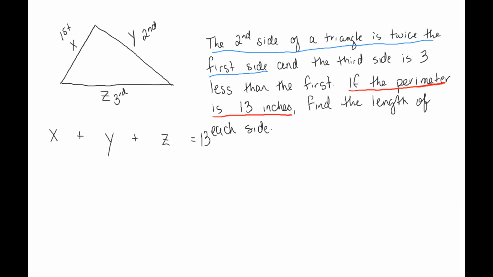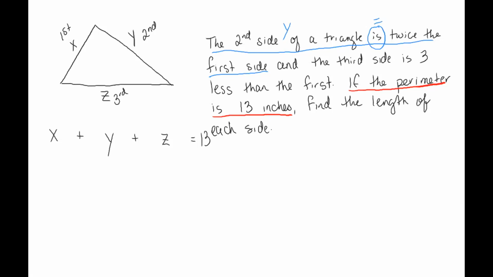The other thing to remember is this word. What does "is" mean mathematically? What do we usually think of when we say something is something? What's the symbol there? Equal. So the second side, I'm going to just take this very literally. The second side, which one did I call that? I called that y, right? Is equals, it's going really slowly, twice the first side.